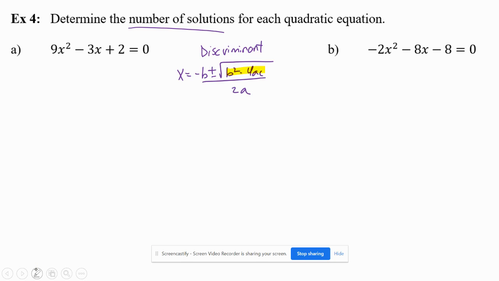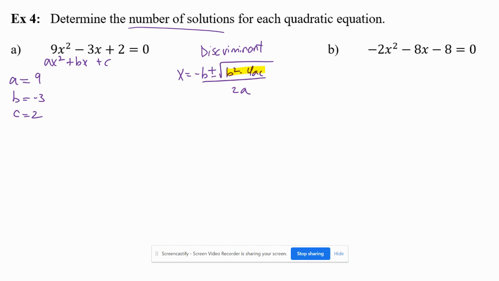No square root either, just b squared minus 4ac. So for a, the first thing we want to figure out is if it's in standard form. It is: ax squared plus bx plus c. Perfect. Identify your a, b, c values. A is 9, b is negative 3, c is 2.